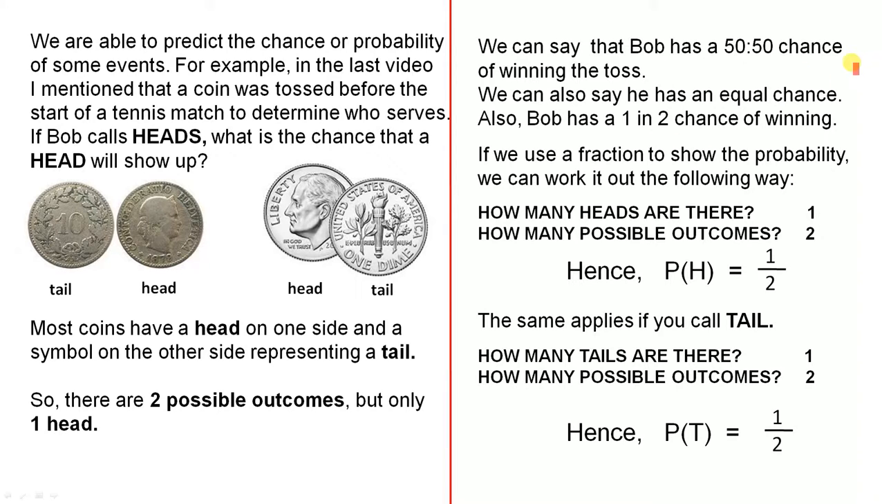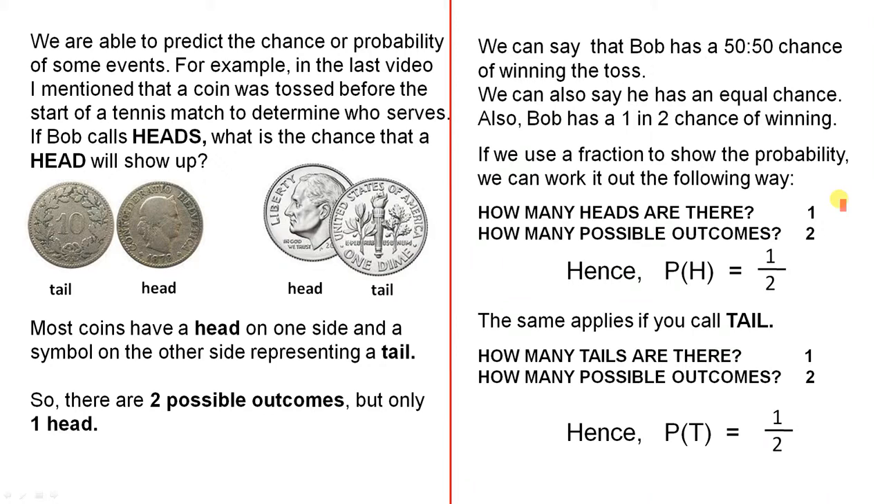So there are two possible outcomes, but only one head. We can say that Bob has a 50-50 chance of winning the toss. We can also say he has an equal chance. Also, Bob has a 1 in 2 chance of winning. If we use a fraction to show the probability, we can work it out the following way.